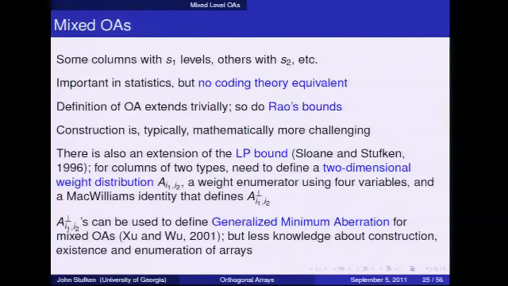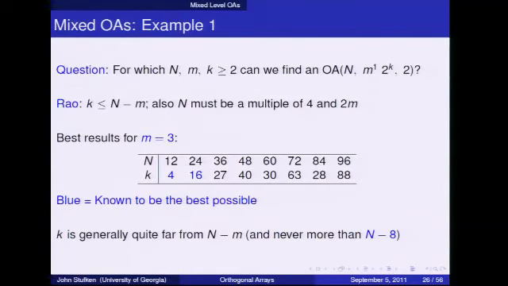There's an extension of the linear programming bound for mixed orthogonal arrays, and given the time, I'll just leave it at that statement. You can extend it. And again, it's always better than Rao inequalities. Zhou and Wu define generalized minimum aberration for mixed orthogonal arrays, so that can be done as well. But there are lots of open questions. And here are some of them.